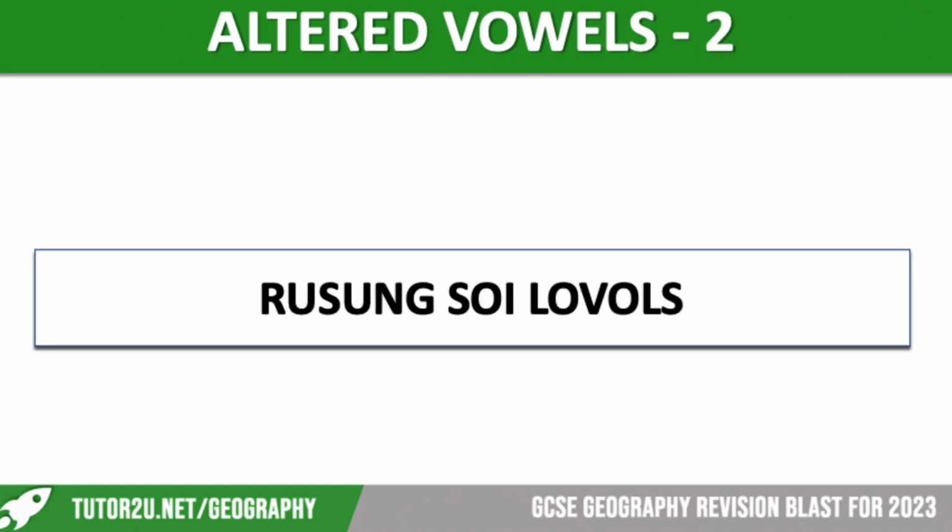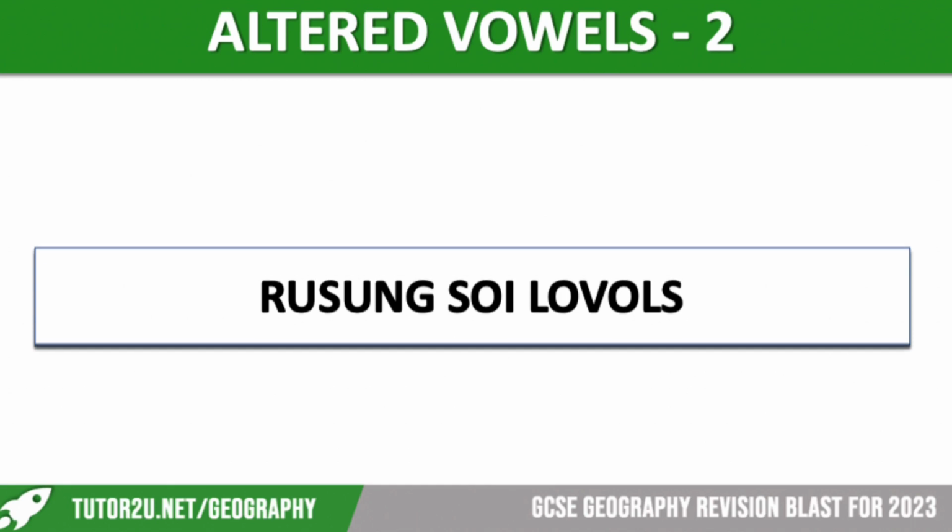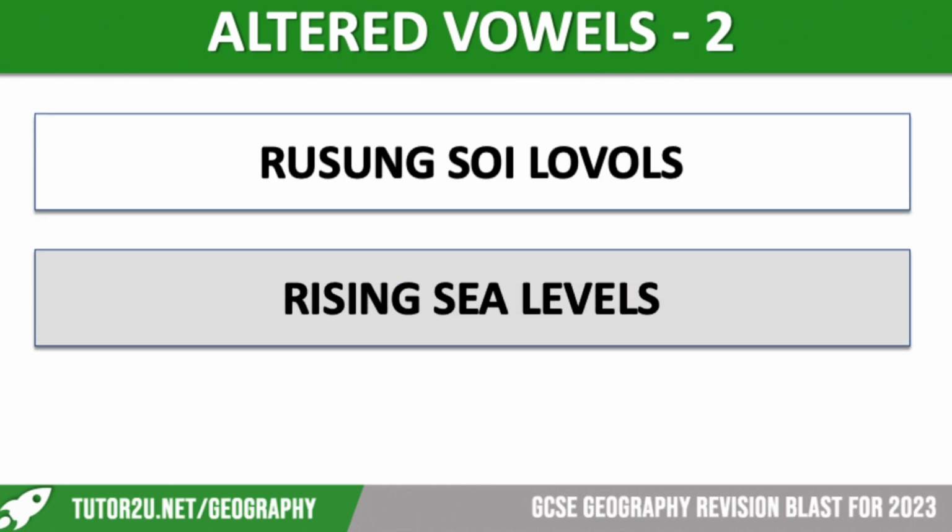So here is number two. We'll leave it up for a few moments. Let's reveal. It is rising sea levels. So lots of areas across the world are at risk of rising sea levels, particularly low-lying countries such as Bangladesh and the Maldives. A major, major impact of climate change.